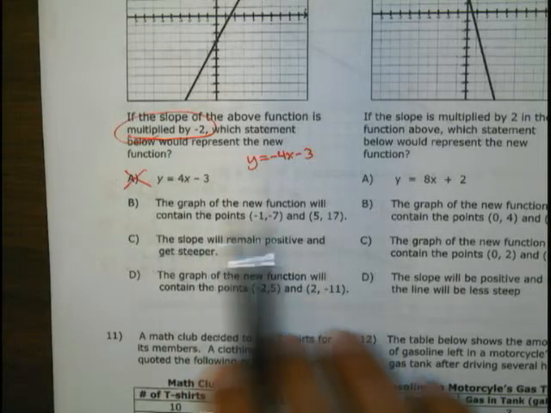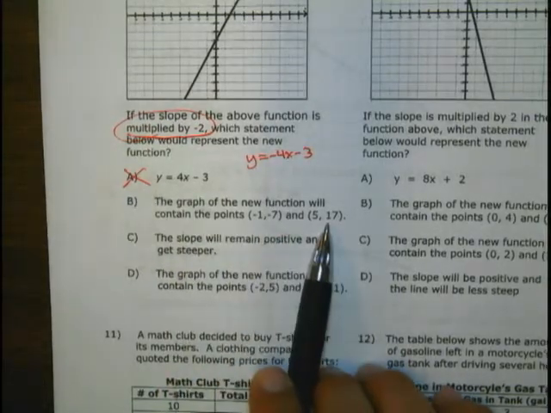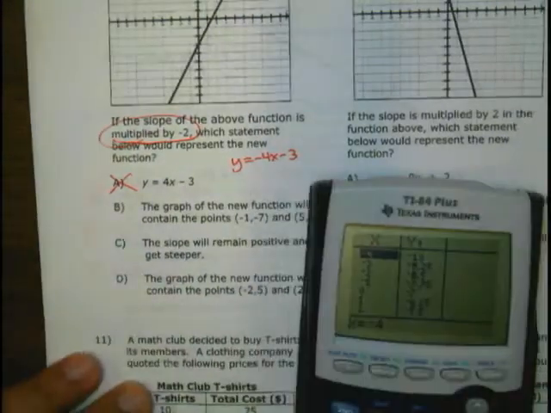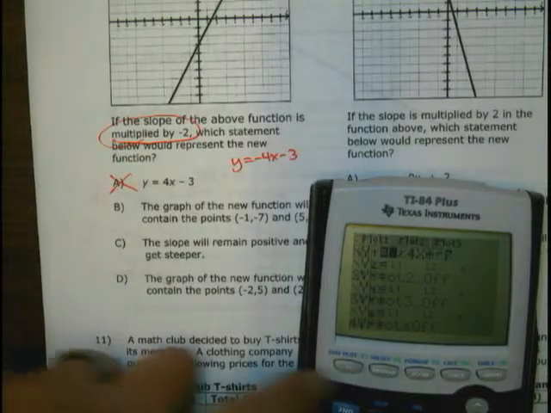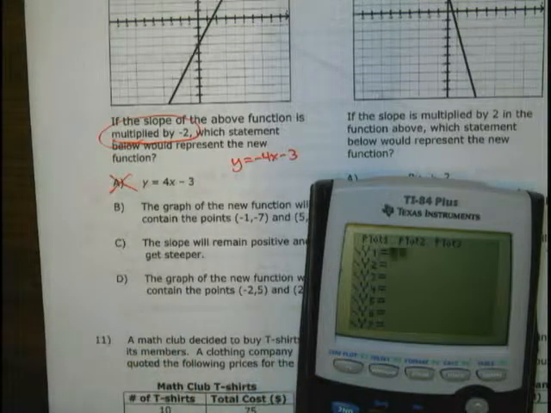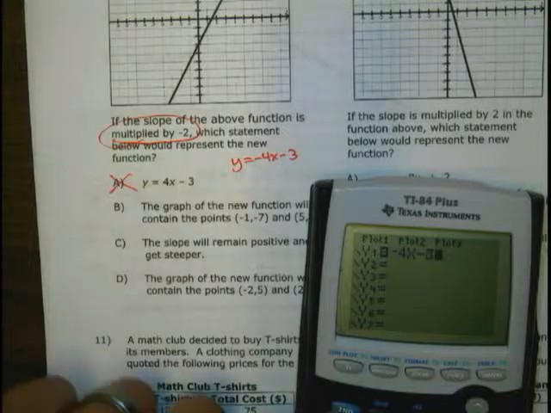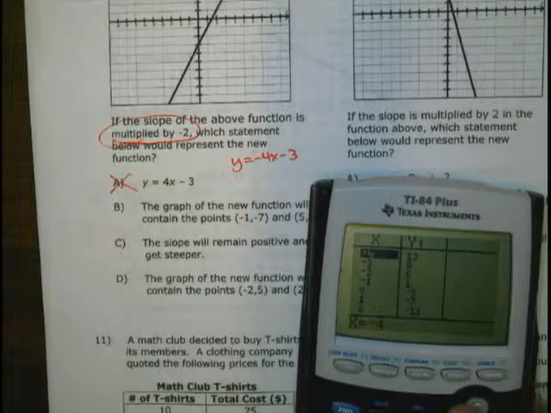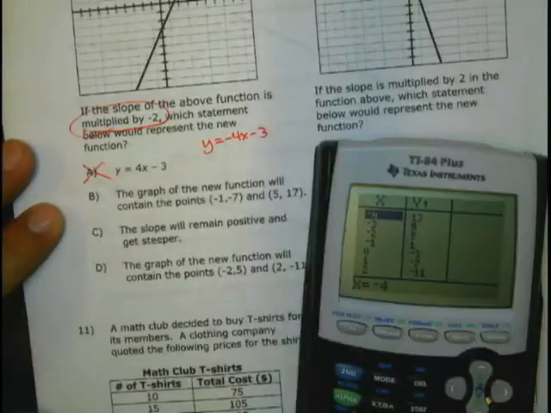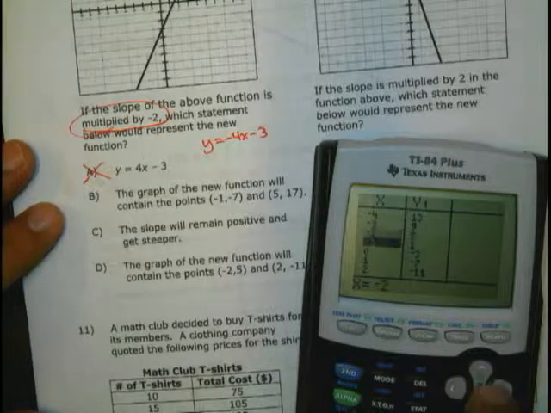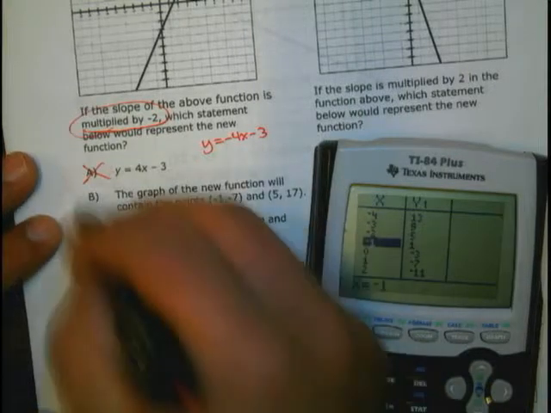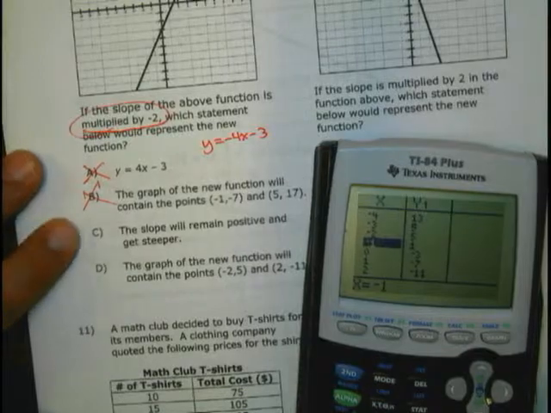Now let's go ahead and see. A does not match it, that's not a good representation. It says the graph of the new function will contain these points. Well, we could find that out by typing in y equals negative 4x minus 3. Let's bring up our table and let's see if it contains the point negative 1, 7. Nope, it doesn't contain negative 1, 7, so that's gone already.